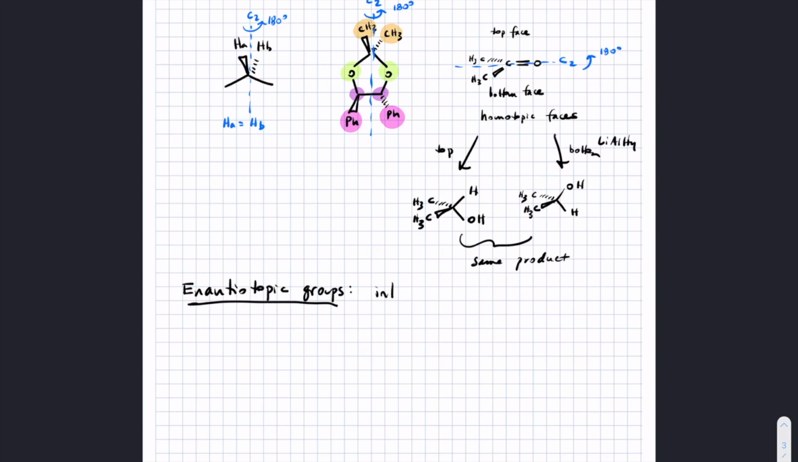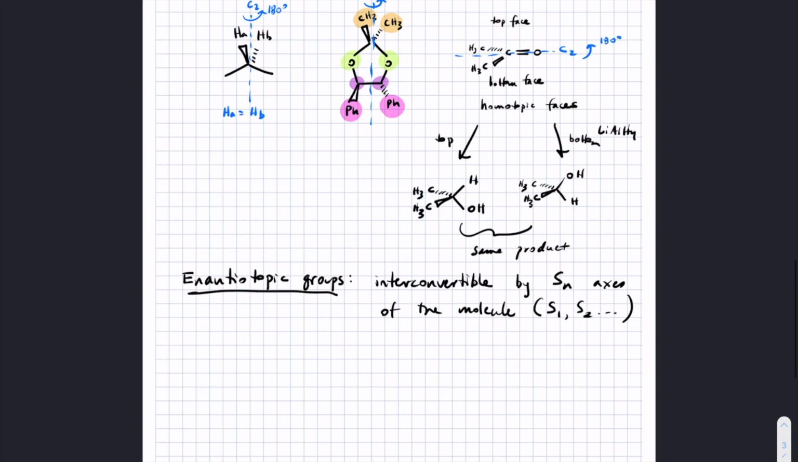Enantiotopic groups are, and this is why we learned about symmetry operations, interconvertible by improper rotation axes of the molecule. And this can be a mirror plane, or some other improper axis of rotation. Like homotopic groups, they are equivalent, except in a chiral environment.